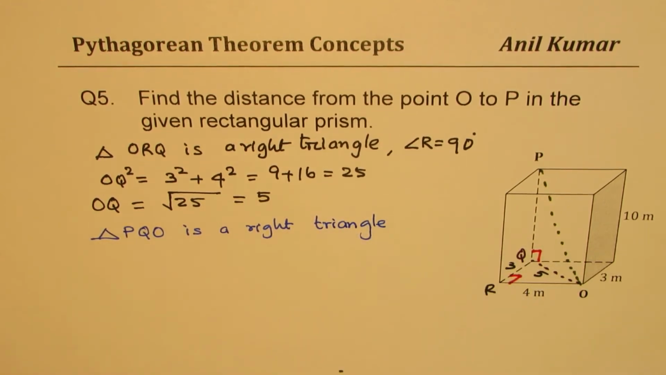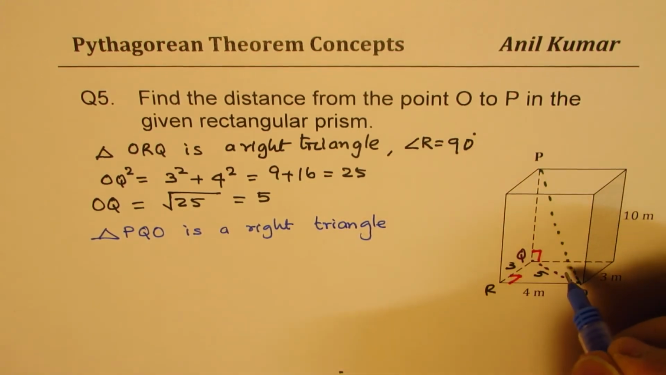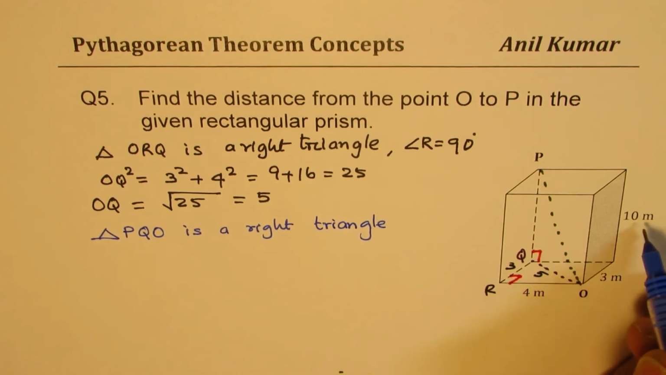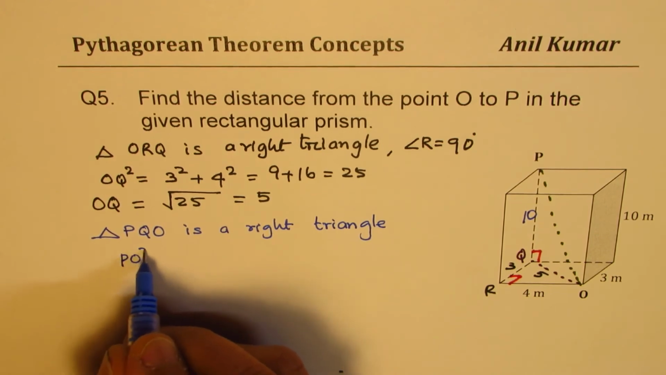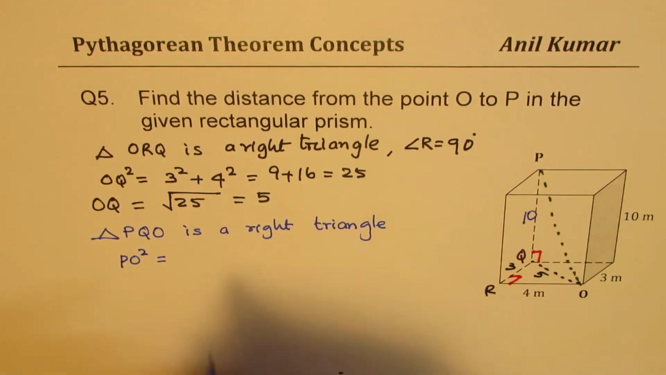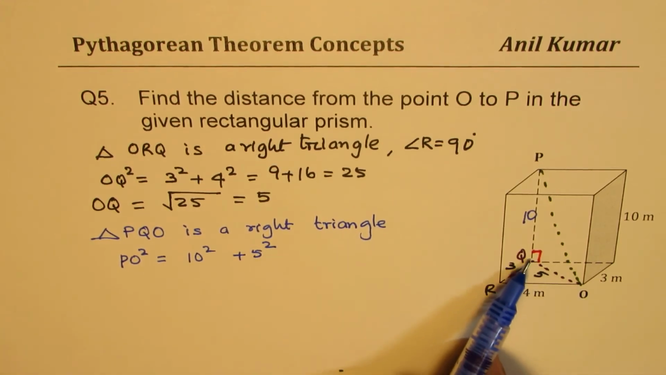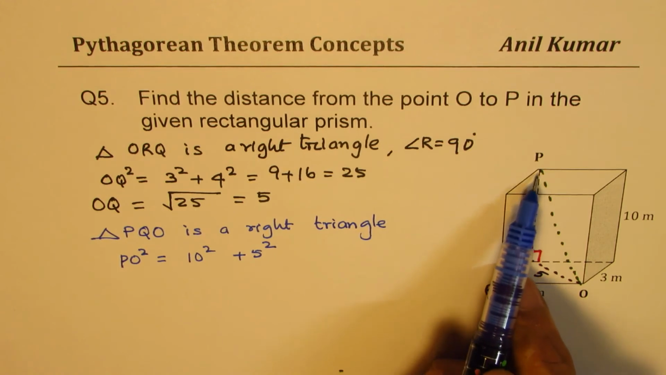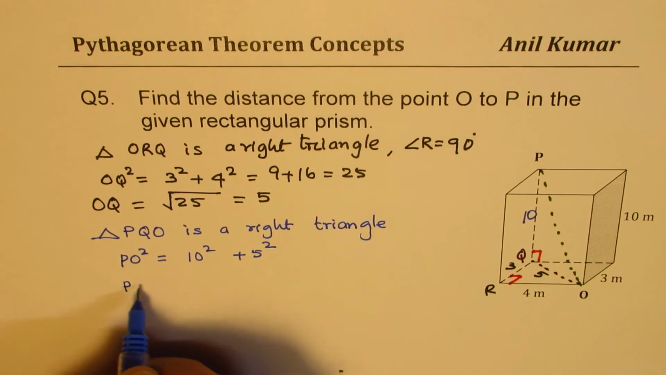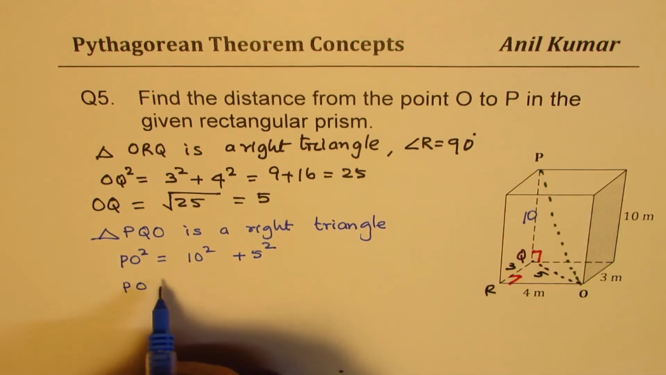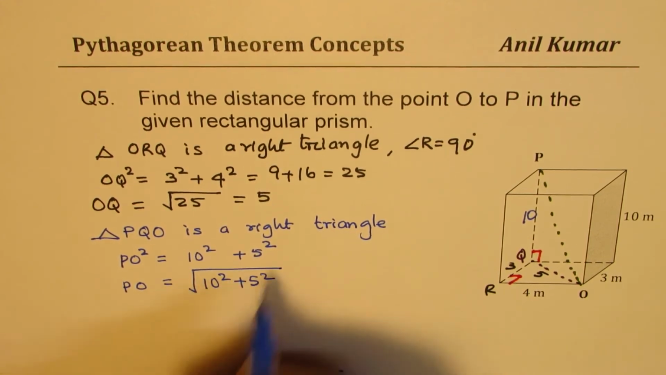So we can again apply Pythagorean theorem here. This time PO is the hypotenuse, right? The other two sides are 5 we just found, and that is 10, right? So what is PO square equal to? That diagonal which we are interested in finding is 10 square plus 5 square. Square of the diagonal of the base plus the square of the height of the prism, right? So we could find P to O distance as square root of 10 square plus 5 square.